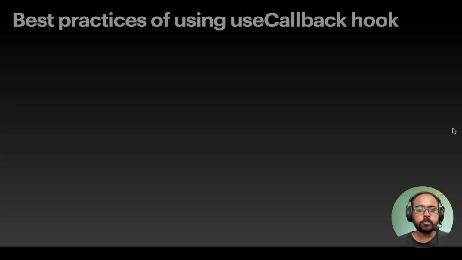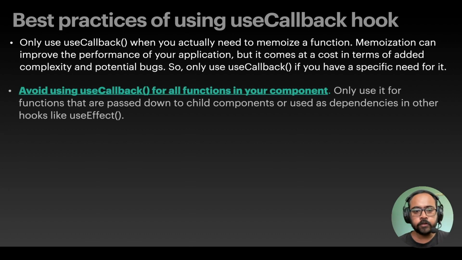So now let's talk about some of the best practices you should be following when using the use callback hook. The first thing is that don't use the callback hook for all the functions in your component. Make sure you are using use callback hook for those functions which actually need to be memoized. So you need to find out if there is any function that you are passing as a prop to the child component, and make sure that you are memoizing that.